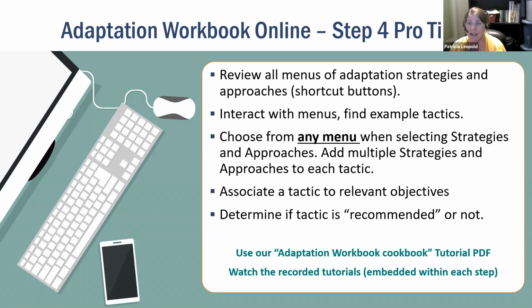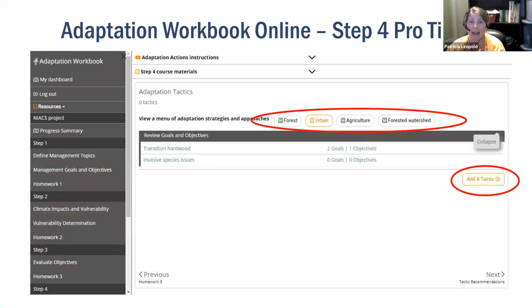So first, it might be helpful to scan the multiple menus that can be viewed using the shortcut buttons, because you might find that although you're primarily using the forest or urban menu, you might also need some strategies related to recreation, carbon, or another topic. So then when a menu catches your eye, you can dive down into the specifics of that menu. You can look at the strategies, the approaches, and you can even see some example tactics along with some text about what exactly that strategy is trying to do.